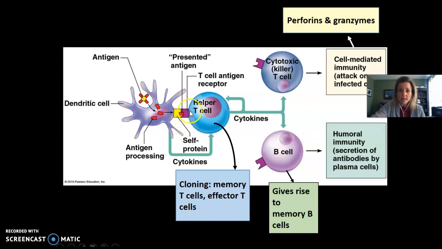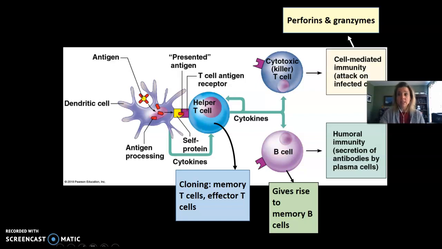Now, when it meets up with our helper T cell, the helper T cell receptor has to recognize both the yellow part and the red part at the same time. So it has to recognize self protein and antigen protein. And the reason for this is because antigens are tricky. They are going to try to trick helper T cells into increasing the inflammation response.